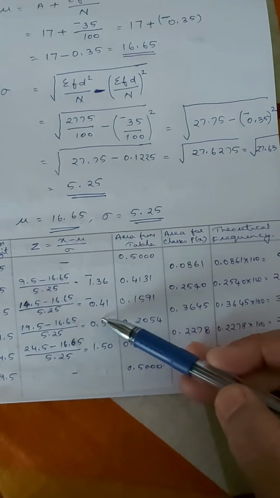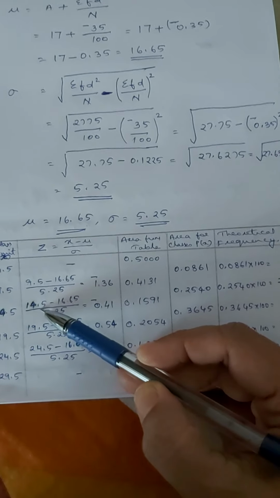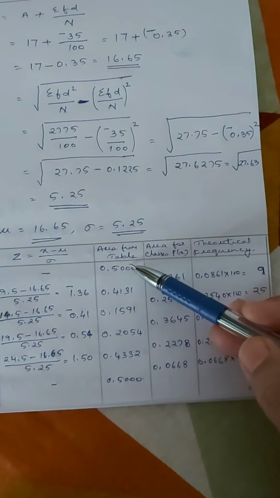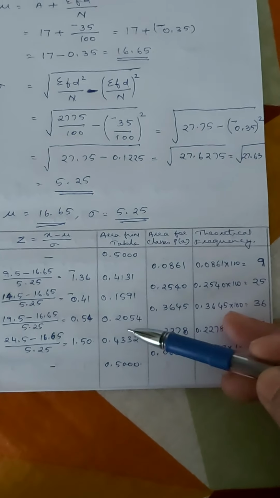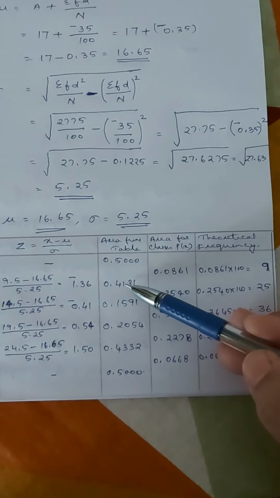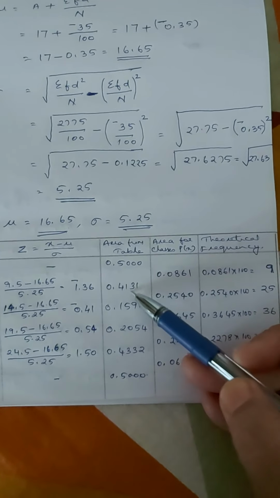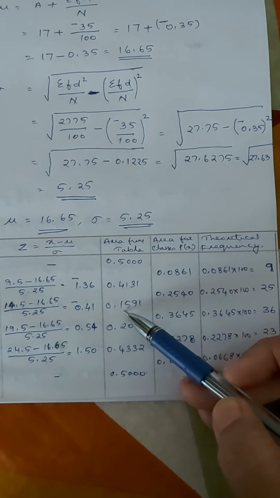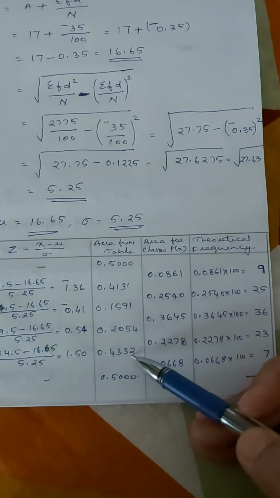Here also there is a mistake in the textbook. It is taken as 15.5 but it is 14.5. So you know how to find the table value from the standard normal distribution table. The table value for minus 1.36 is 0.4131, then 0.1591, 0.2054, 0.4332. So these are the table values. Here also I think there is a mistake. It is taken as 0.4322.